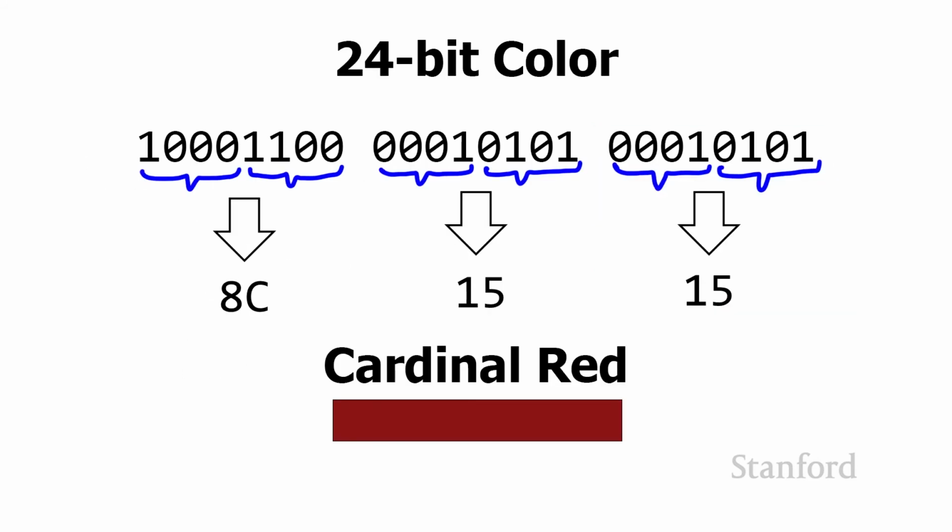And in fact, here's the full color sequence. The amount of red is 8C, the amount of green is 1, 5, and the amount of blue is 1, 5. And this is actually how it's commonly going to be represented.